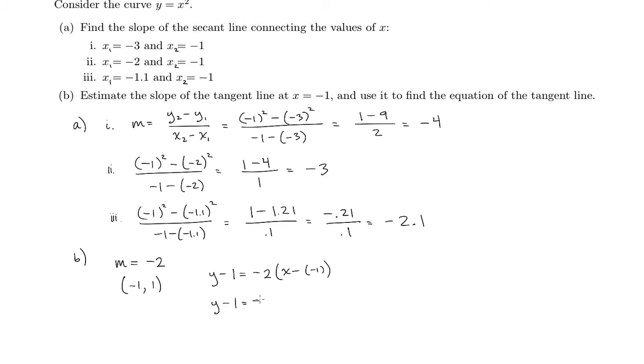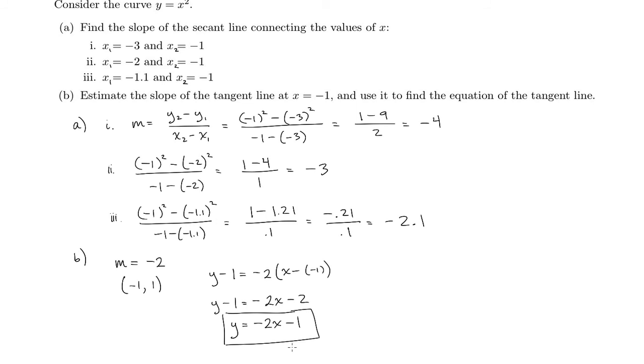And so we'll multiply that to negative 2 in, so negative 2x, and that's a plus 1 times the negative 2, which is minus 2, and then we'll add the 1 over. So y equals negative 2x minus 1. And that's going to be our equation of our tangent line.